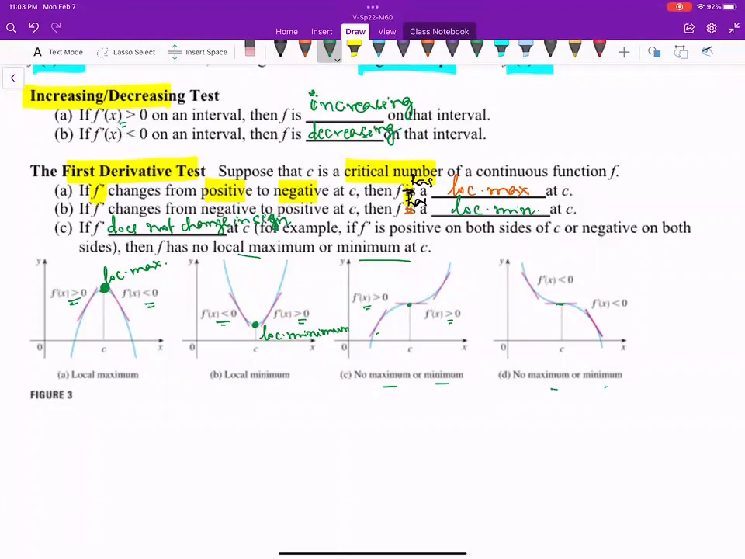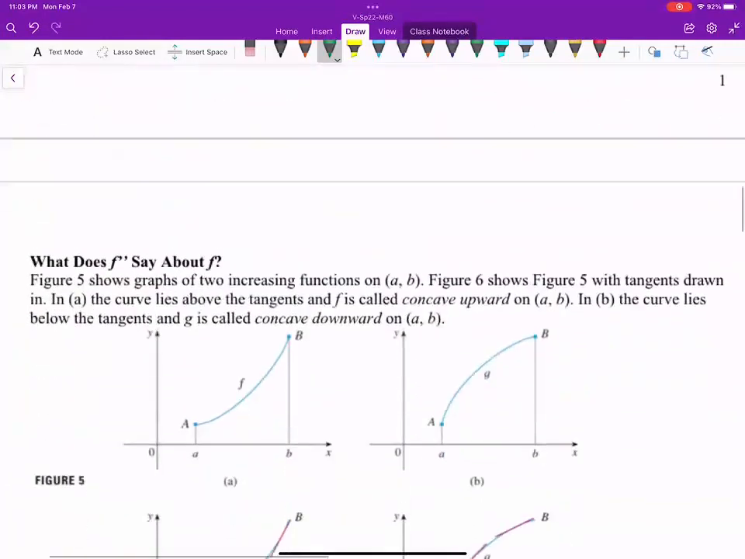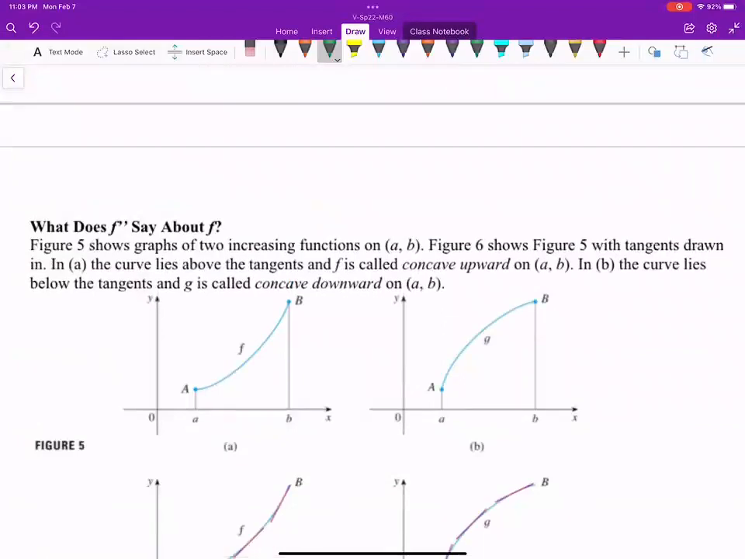So f prime should change from positive to negative, then there is a local max. F prime of x should change from negative to positive, then there is a local min. Now, what does f double prime, the second derivative, say about the graph of f?